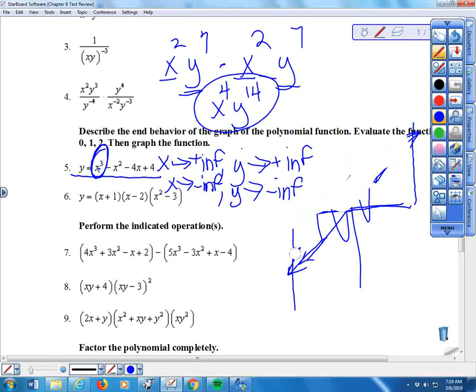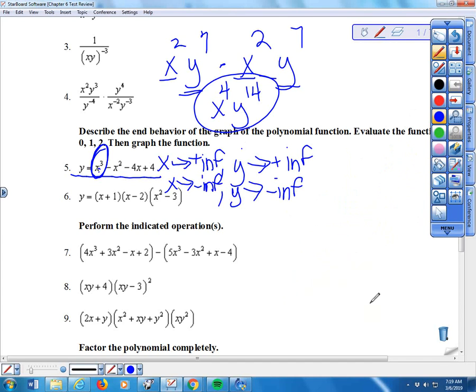Okay, now looking at the second part, evaluate the function at these various values of x. So negative 2, that becomes negative 8, minus negative 2 squared is positive 4, minus 4 times negative 2 is negative 8, so that becomes plus 8, plus 4. Well, that all cancels. So at negative 2, y is 0. Because negative 8 plus 8, negative 4 plus 4.